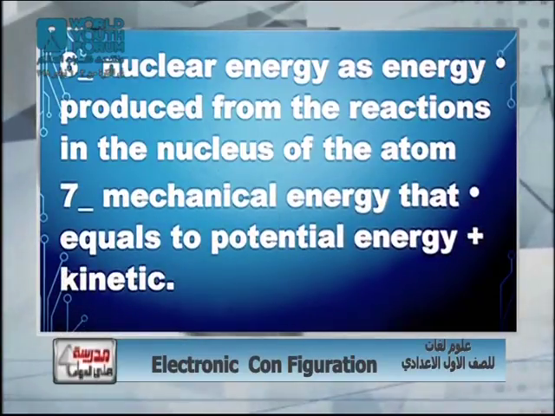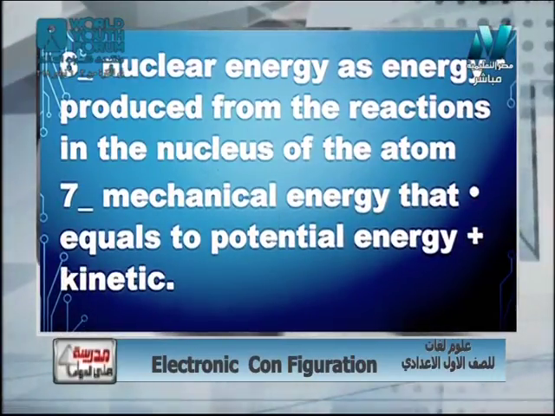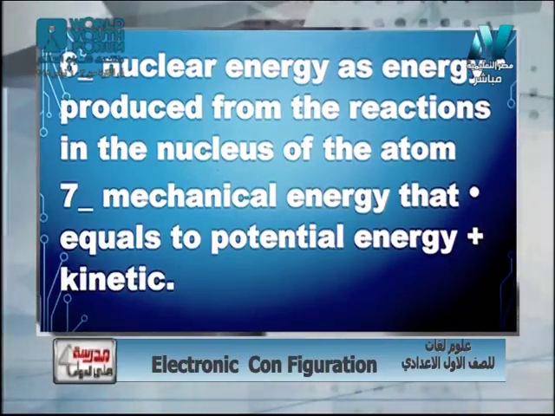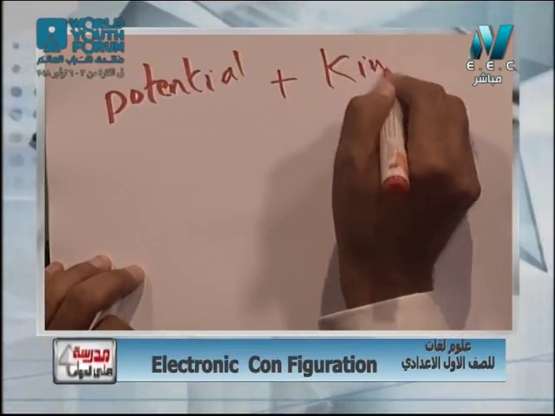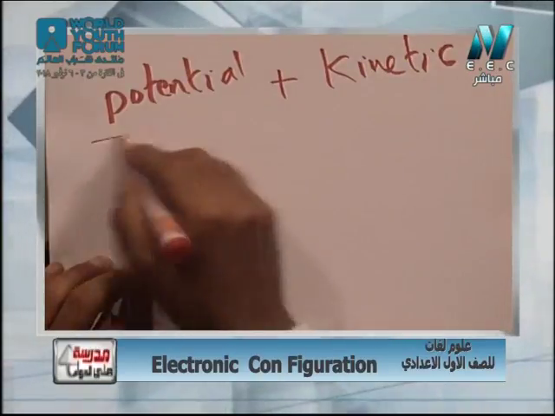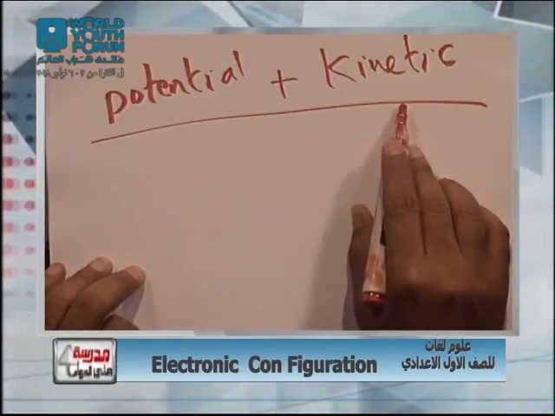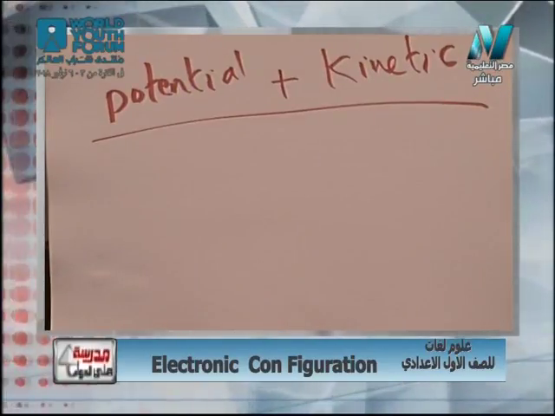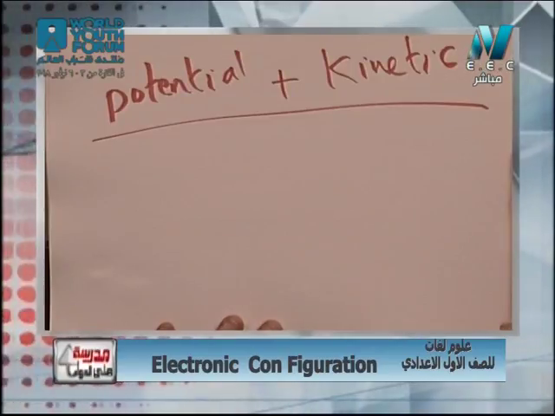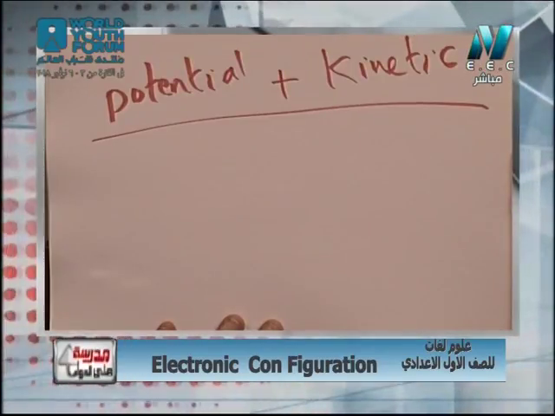Mechanical energy. Mechanical energy here means potential and kinetic energy. So what's meant by mechanical energy? Mechanical energy is the summation of what? Of potential and kinetic. Potential plus kinetic energy is called what? Mechanical energy. So first we have to talk now about potential and kinetic energy.